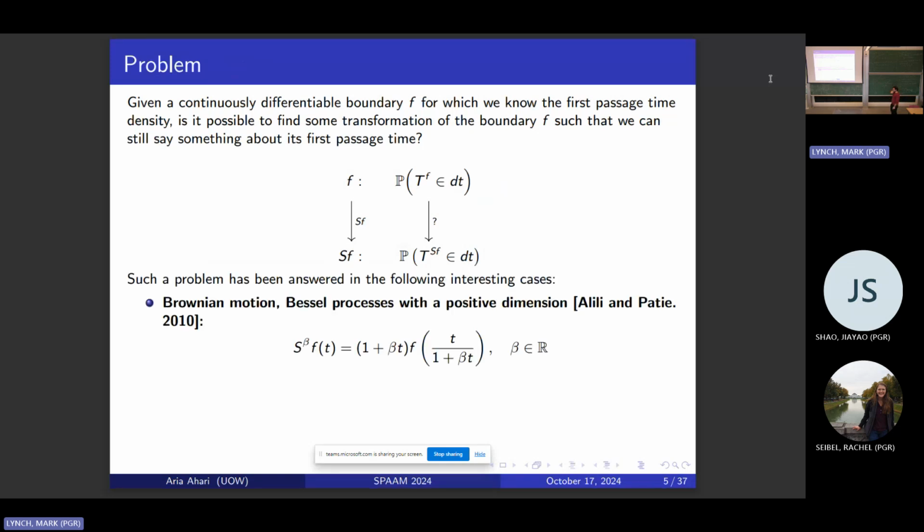This question was explored in two major cases. For the Brownian motion and the Bessel process, we don't have to talk about what the Bessel process is now, there is a transformation which they showed works. If you have a curve for which you know the first time you hit it, and you transform it with this, so F is anything and beta is just a parameter, a constant, then you can talk about the distribution of the new curve. There is a connection between the density functions and some other functions, as you will see.